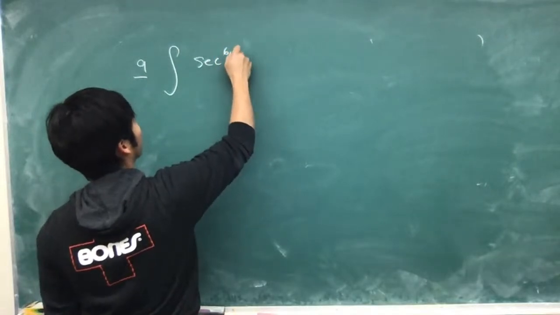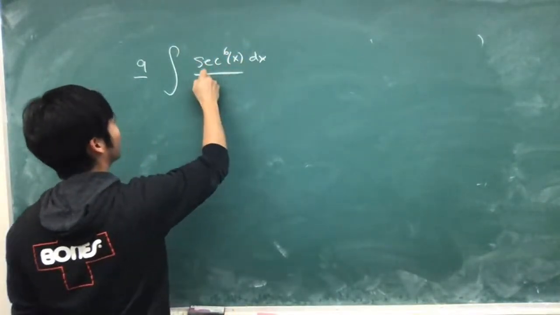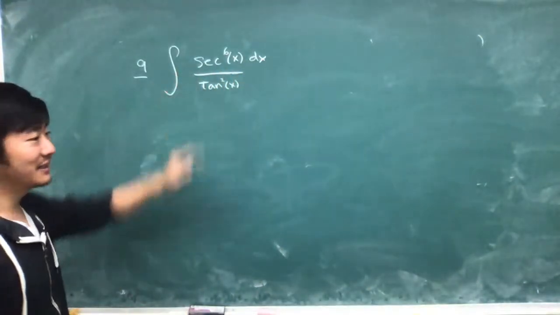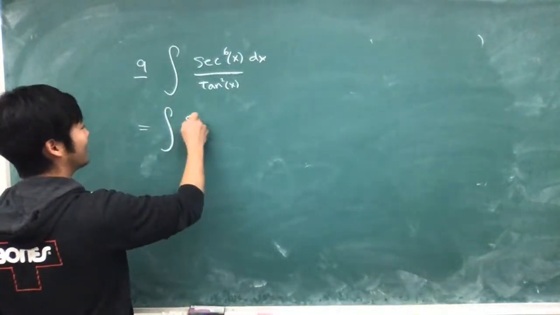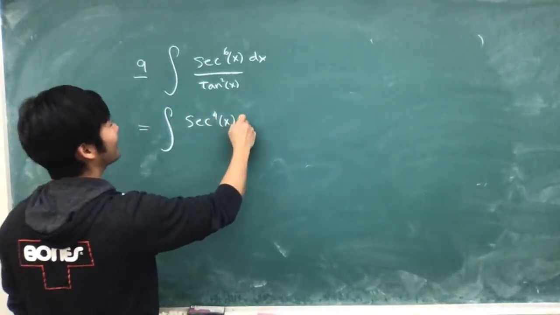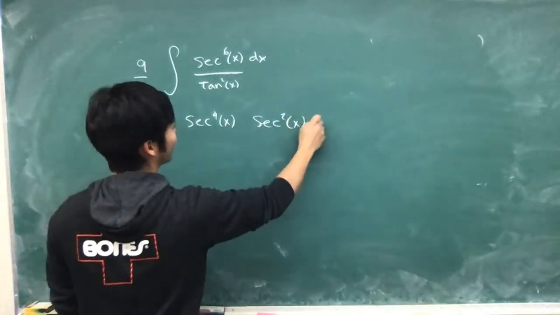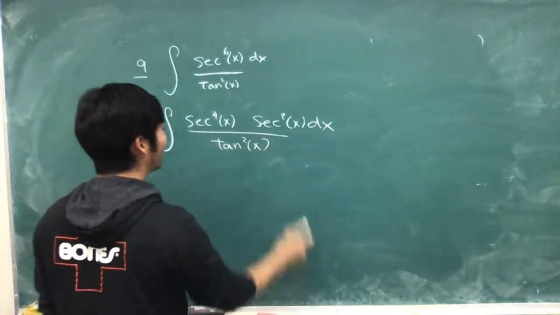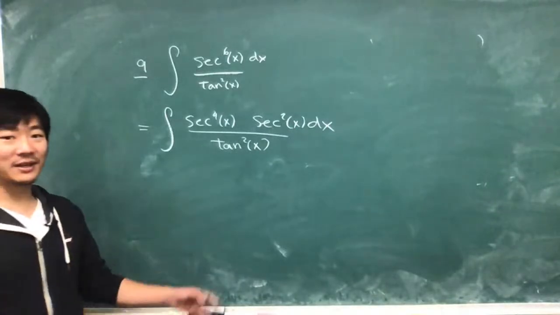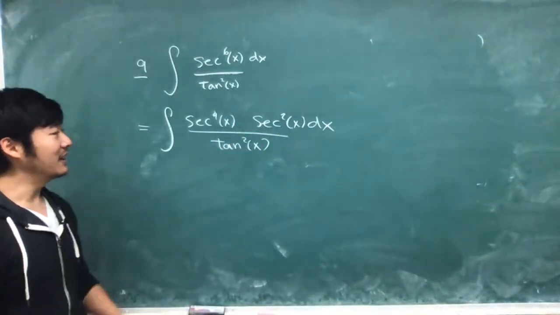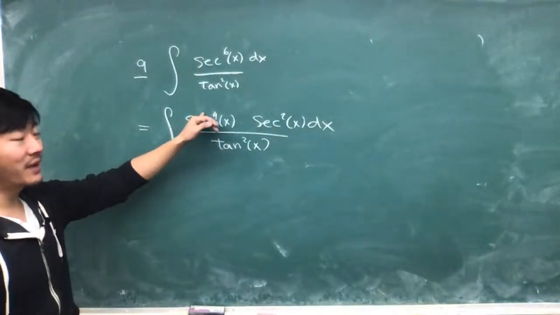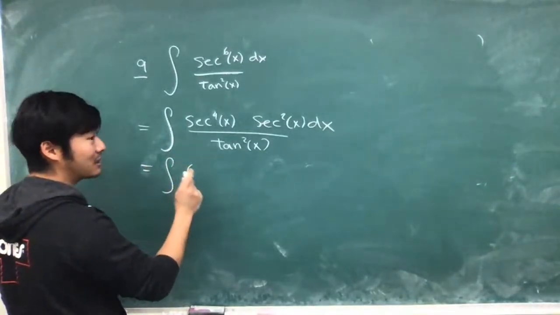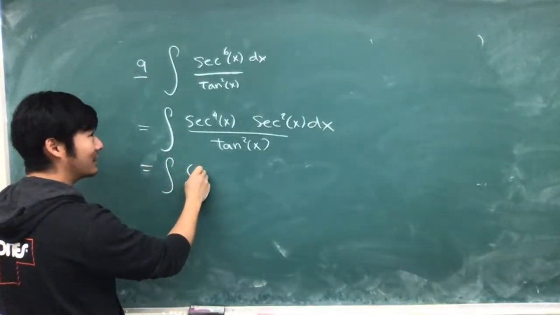Secant to the 6x dx over tangent square x. So we're back in trig, very nice. So this one is secant to the 4th x times secant square x dx over tangent squared. And whenever you have an even power of secant, it's very nice because you can take out a secant squared, and then whatever you have left over is going to be secant to the even power, so you can use the trig identity once more. So this is going to be secant square squared. Secant square is tangent square plus 1.